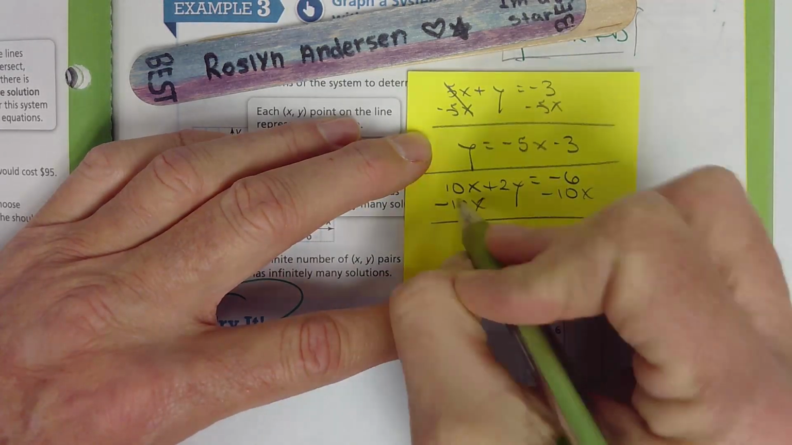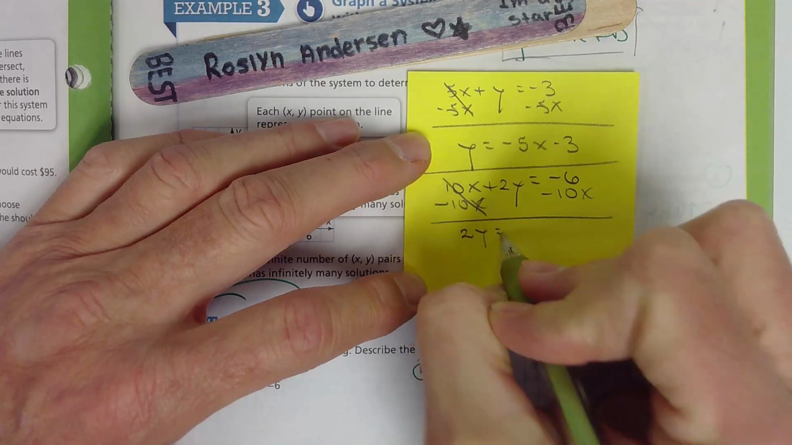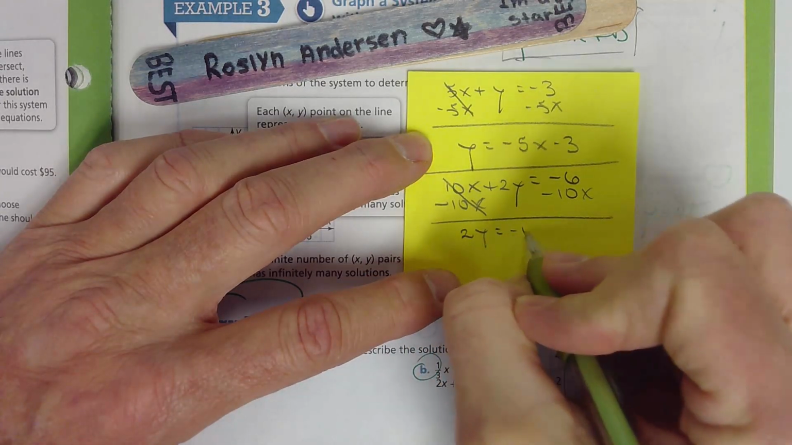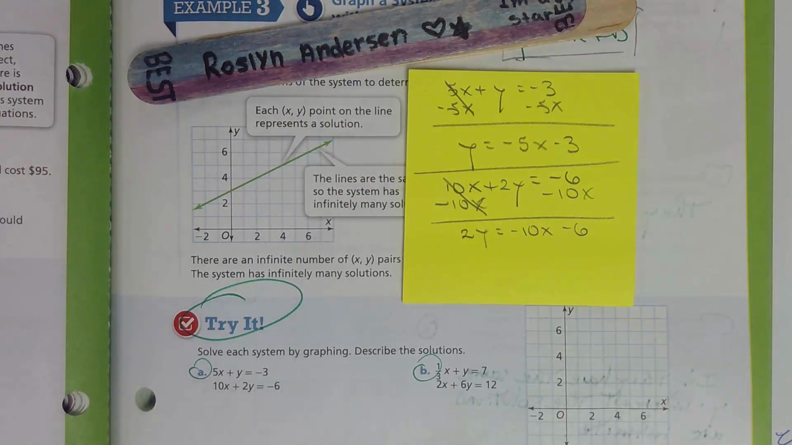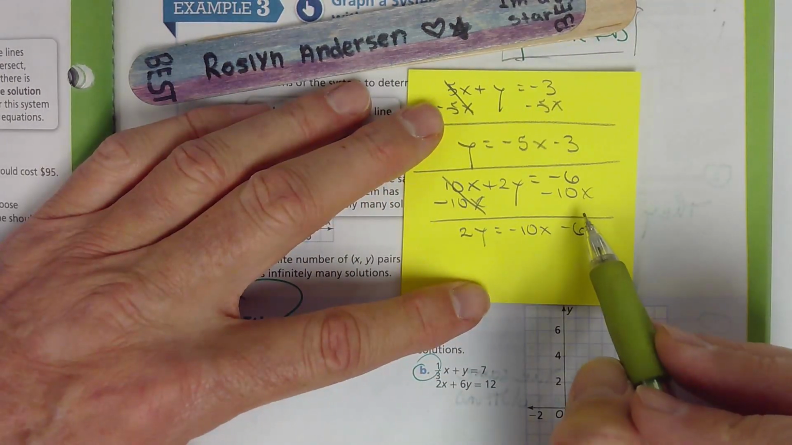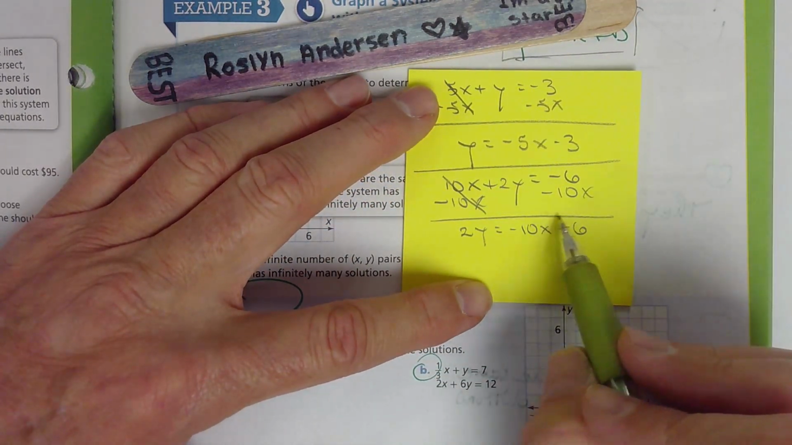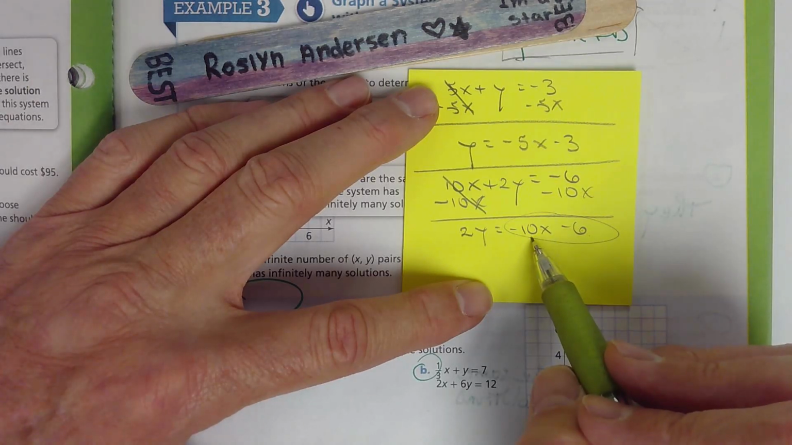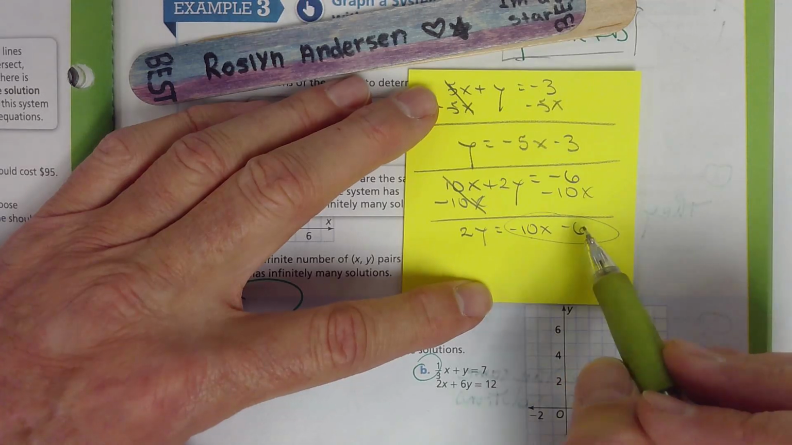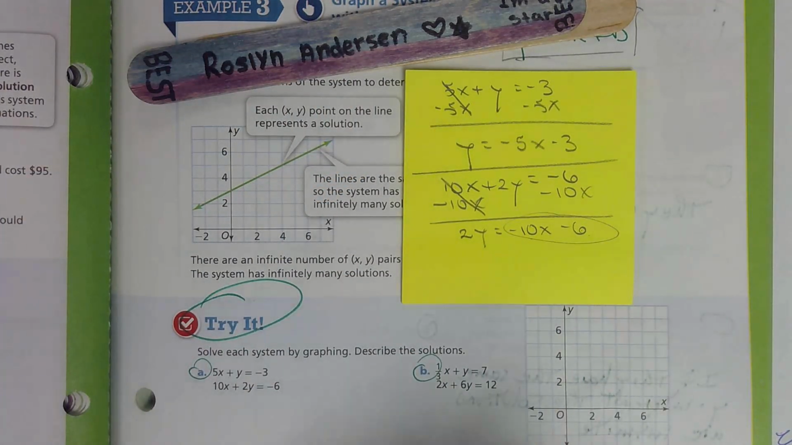Yeah, both sides. They cancel out, so now I'm left with 2y equals -10x minus 6. Okay. Question? We're subtracting 10 from 6. Why is it not -16x? Because for starters, they're not like terms. You can't subtract the 6 from the 10 because the 6 doesn't have an x. Remember, you can only work with like terms as far as adding or subtracting.